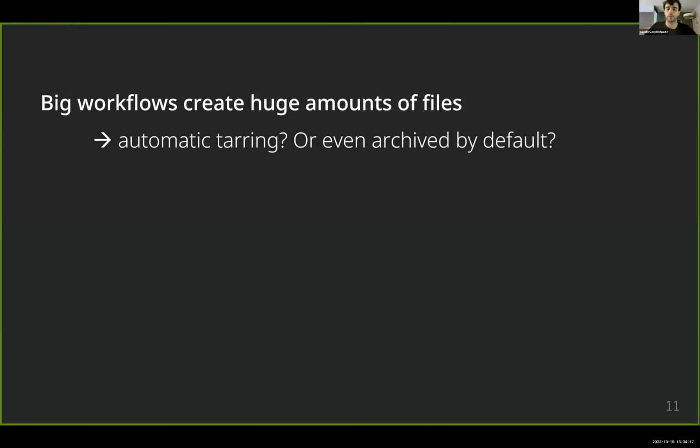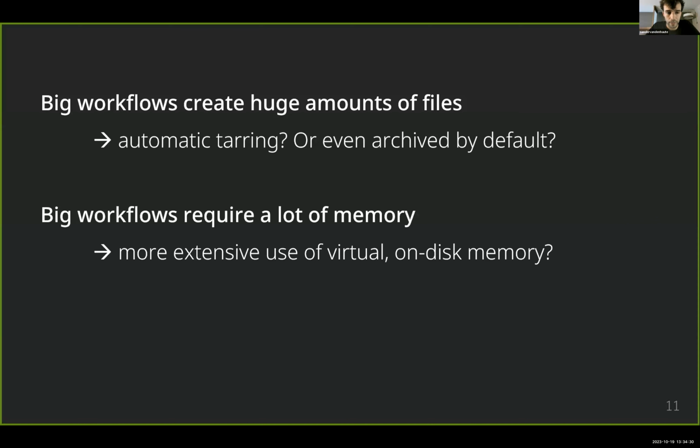We've noticed that when we run big workflows, we create huge amounts of files. And something that I want to look into is automatic tarring or automatic archiving, because otherwise the HPC administrators are complaining. Similarly, big workflows require a lot of memory in the main process. For some reason, this could also be due to our bad implementation, but I was wondering whether on-disk or aggressive paging or something is an option.